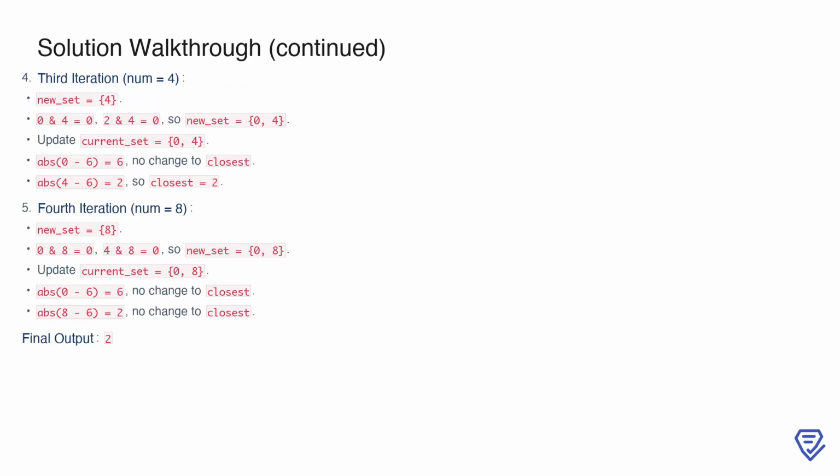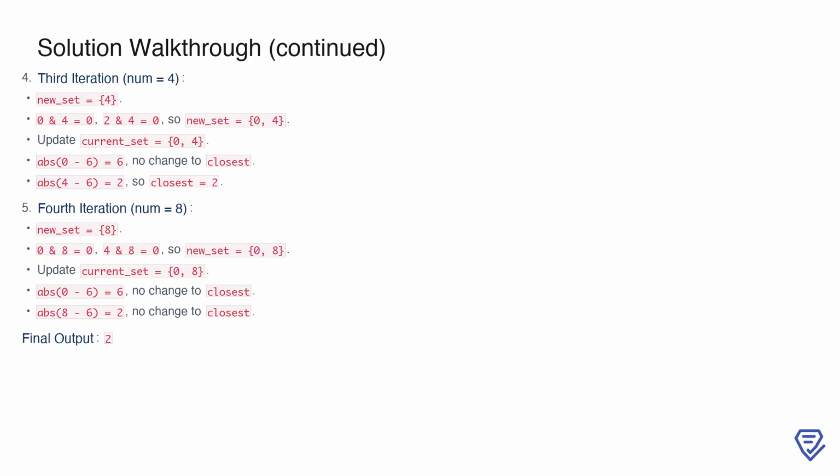Next, in the third iteration, we process the number 4. We create new_set = {4} and compute 0 & 4 = 0 and 2 & 4 = 0, which results in new_set = {0, 4}. Updating current_set gives us {0, 4}. The differences abs(0 - 6) equals 6 and abs(4 - 6) equals 2 show an improvement, so we update closest to 2.